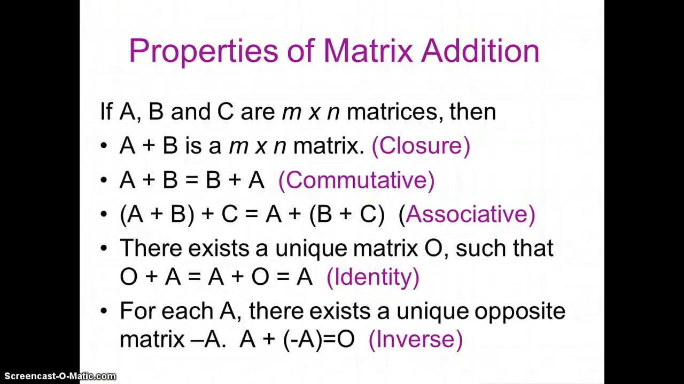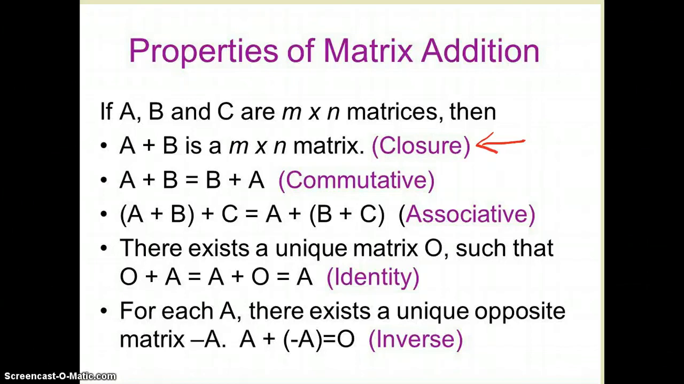Now, as far as addition goes with matrices, there are a few properties that we normally have with addition that also apply to matrices. For example, the first of those is closure. When we talk about closure, remember, it simply says that if I take two matrices, A and B, and I add them together, my result is still going to be a matrix. In other words, I can't add two matrices together and get an answer that's not a matrix.